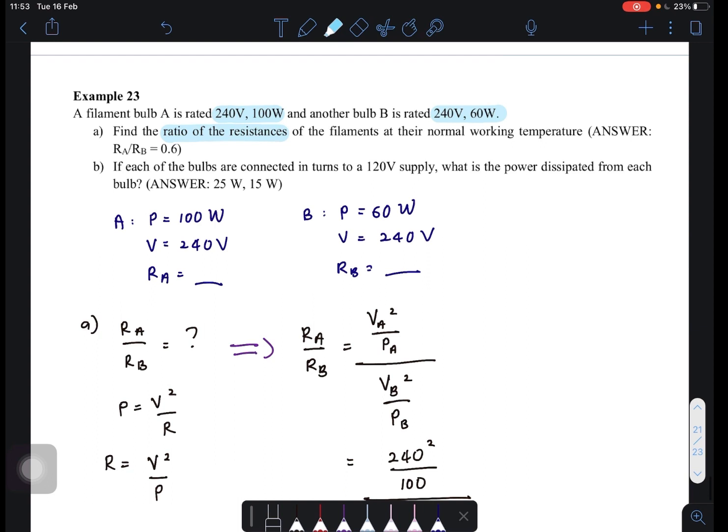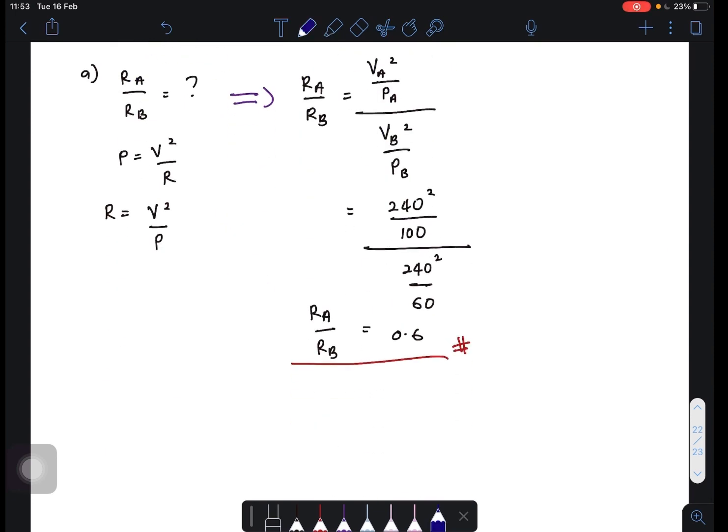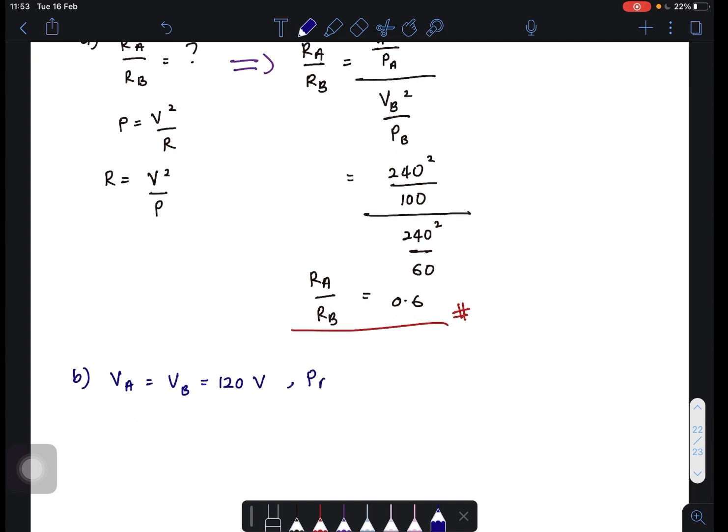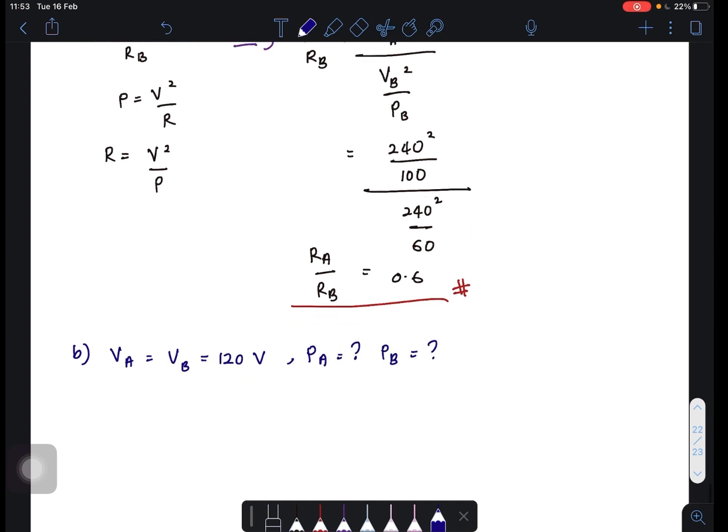Next one, question B. If each of the bulbs is connected to a 120 volt supply, what is the power dissipated from each bulb? So now we have a new voltage for each bulb. So for question B, now VA and VB are 120 volt. And then we want to find PA, the power for each bulb. It says PA and PB. So PA will be equal to VA square divided by RA.